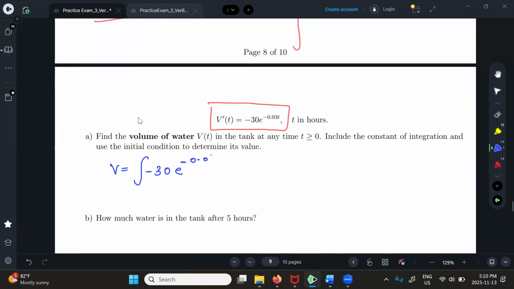Copy the function. I think we have solved enough problems of this type. Instead of dx, this is dt. Okay. So what do you get here? It remains as it is, but divide by the exponent coefficient. That's the formula, plus c. Simplify this, what do you get? The negative negatives will cancel. Is it just 1000?